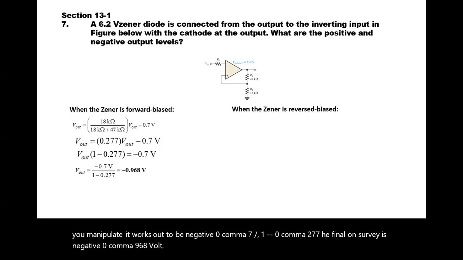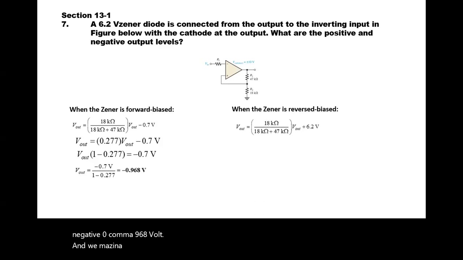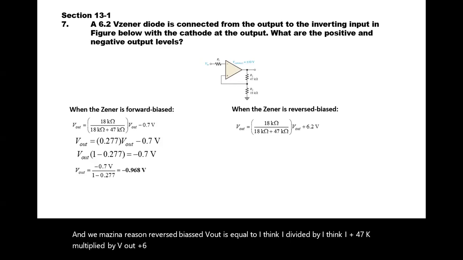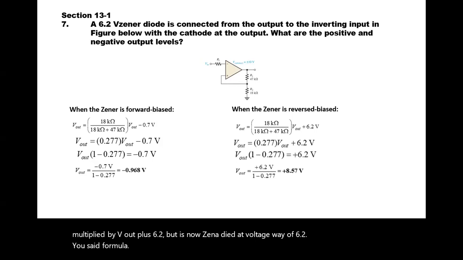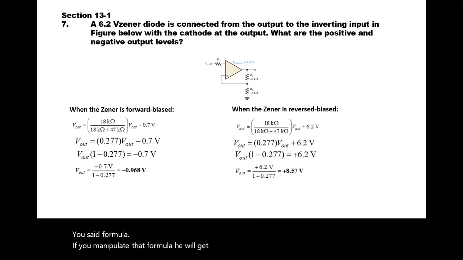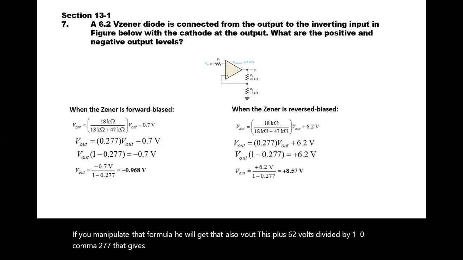And when the Zener is in reverse bias, V out is equal to 18K divided by 18K plus 47K multiplied by V out, plus 6.2. That is now the Zener diode voltage of 6.2. If you manipulate that formula, you will get that V out is plus 6.2 volts divided by 1 minus 0.277. That gives me an answer of positive 8.57 volts.